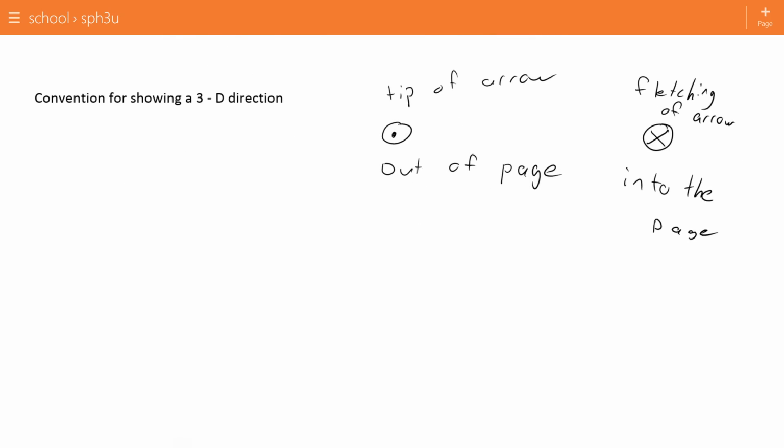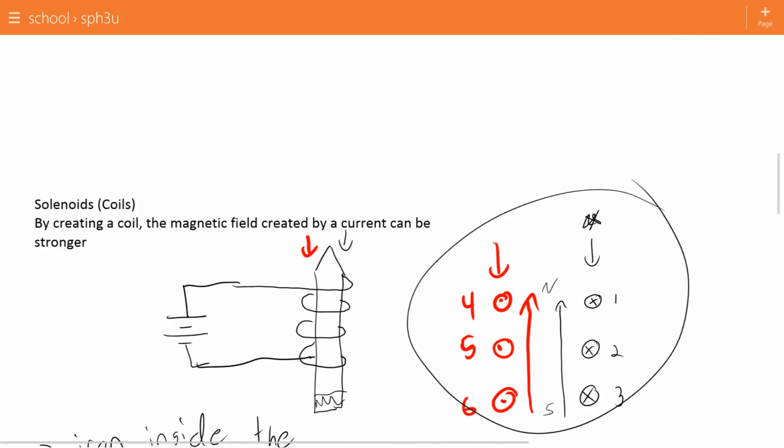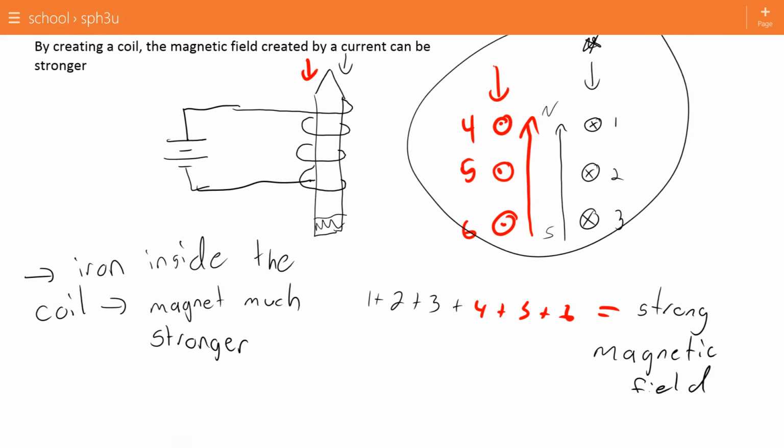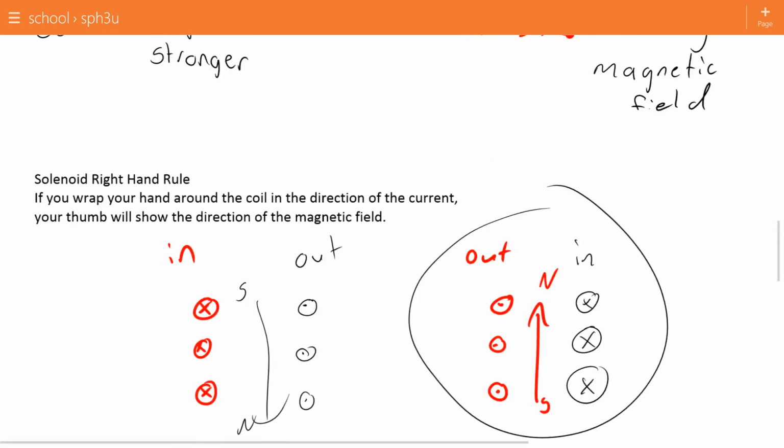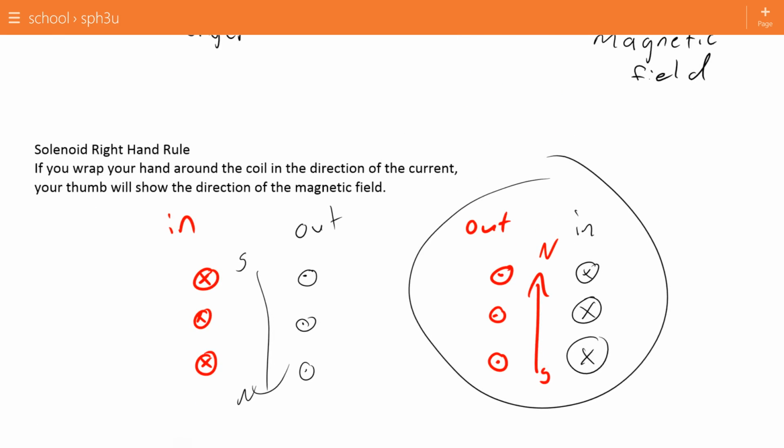We made up a convention for drawing things in and out of the page. Remember the arrow: the tip of the arrow pointed towards you is coming out at you, and the fletching, or the feathers on the back of the arrow, going in is pointed towards you. And then we used it to create a useful geometry in a coil that helps us make multiple current-carrying wires make magnetic fields in the same direction to make them stronger. And then we just learned the secondary right-hand rule that shows an easier way for coils to determine the direction of the magnetic field.